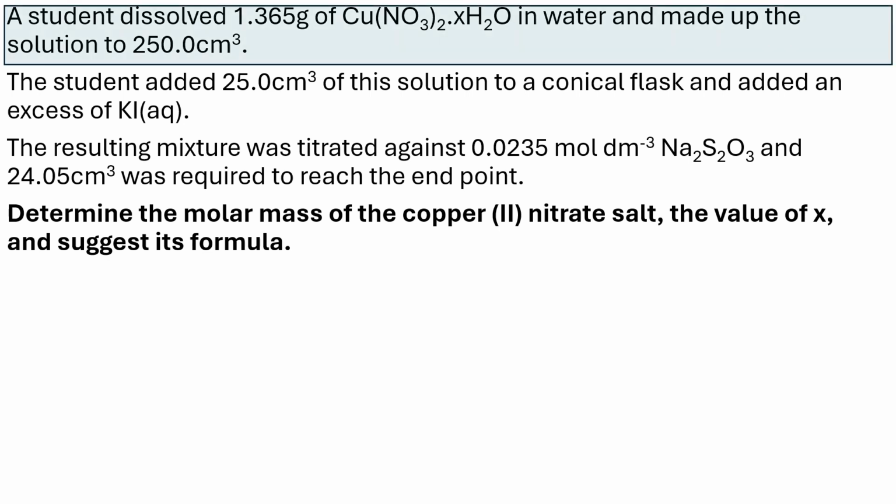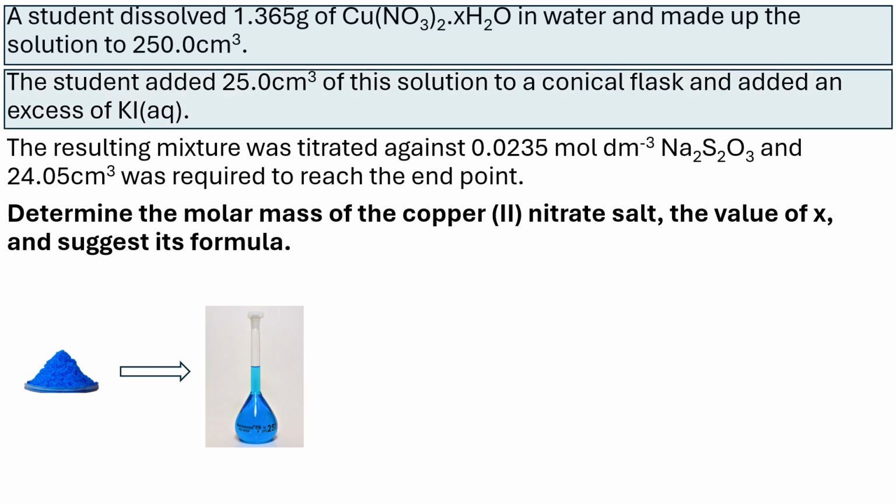So it says a student dissolved 1.365 grams of Cu(NO3)2.xH2O, that's your copper(II) nitrate, and the xH2O is your water of crystallization. The x represents the number of moles of water that are present. They made up the solution to 250 centimeters cubed. So your blue hydrated copper nitrate will start looking like that, and then once you put it into a volumetric flask and make it up to 250 centimeters cubed, that's what you're going to see if you were to do it yourself in the lab.